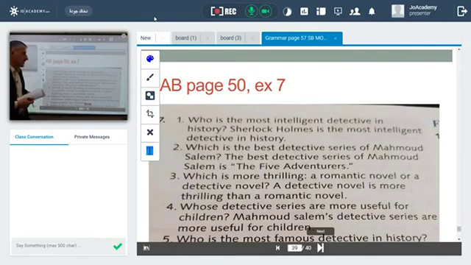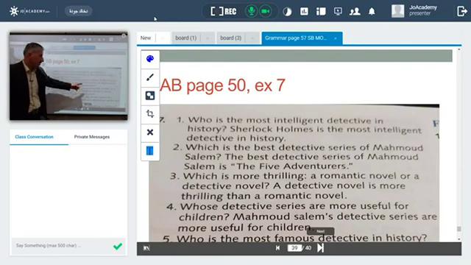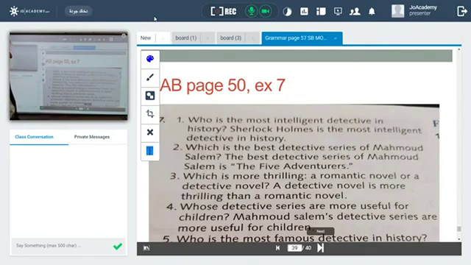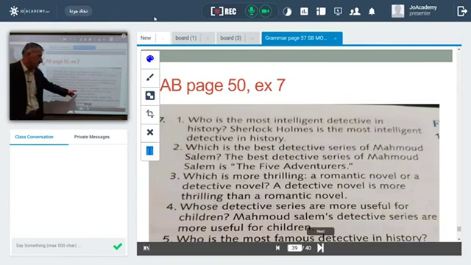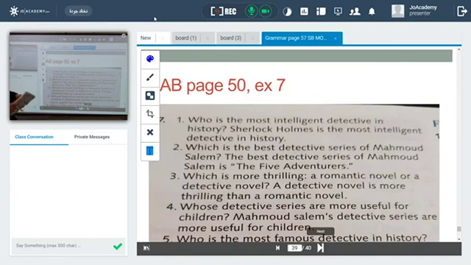Which is the best detective series of Mahmoud Salim? The answer: the best detective series of Mahmoud Salim is The 5 Adventures. Which is more thrilling, a romantic novel or a detective novel? Answer: a detective novel is more thrilling than a romantic novel. Number 4, whose detective series are more useful for children? The answer: Mahmoud Salim's detective series are more useful for children.